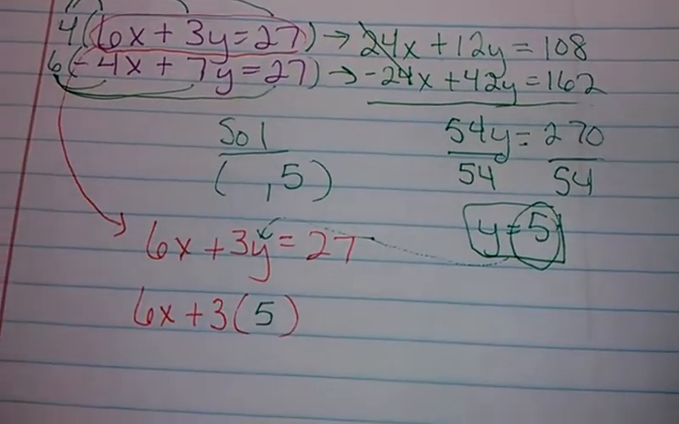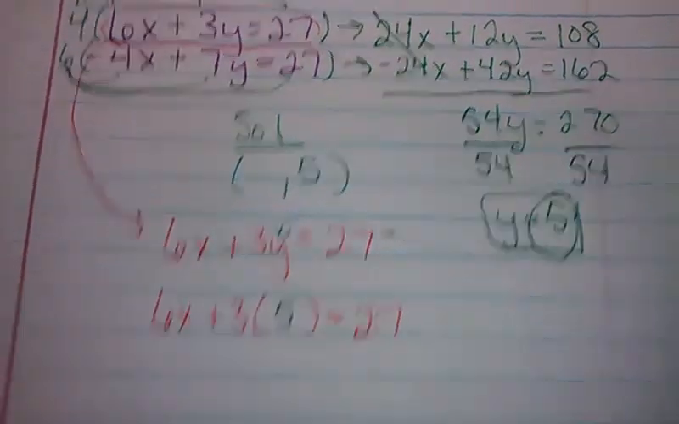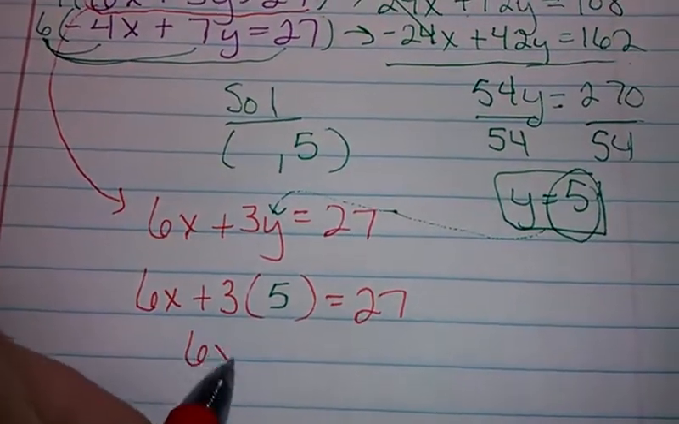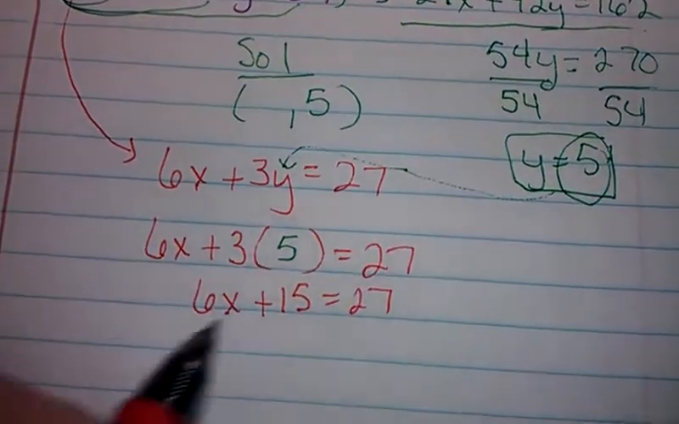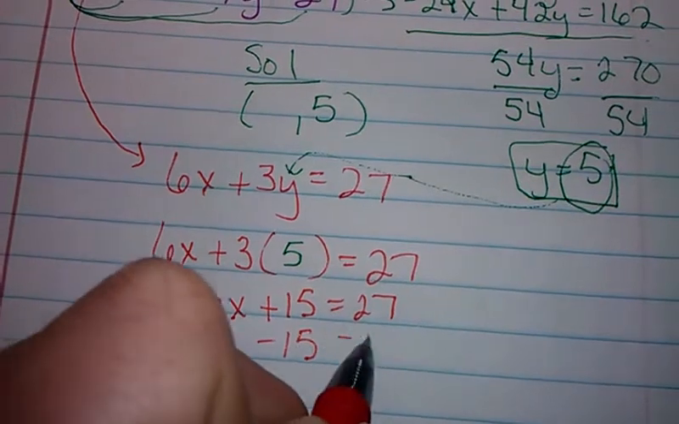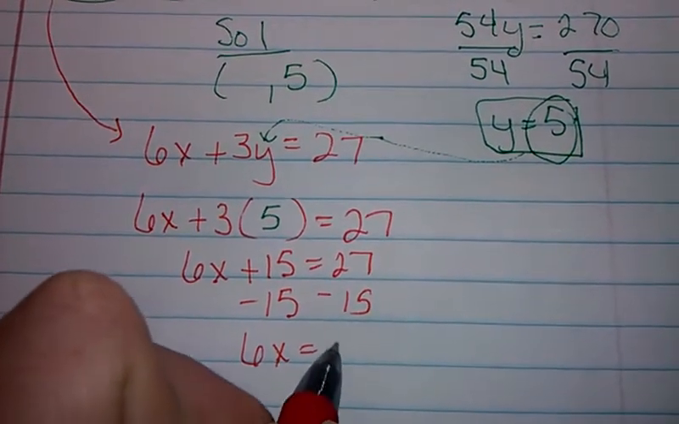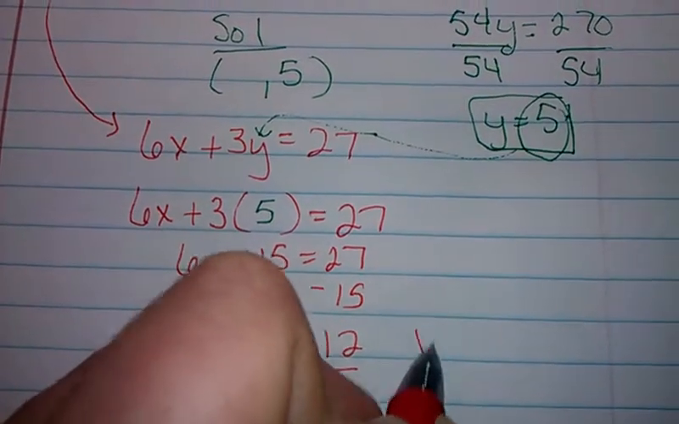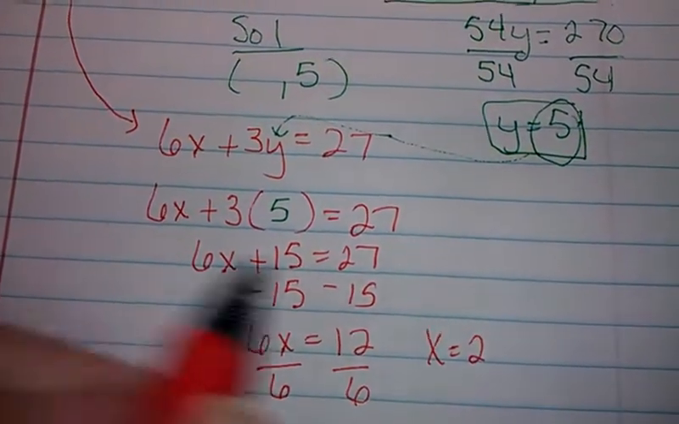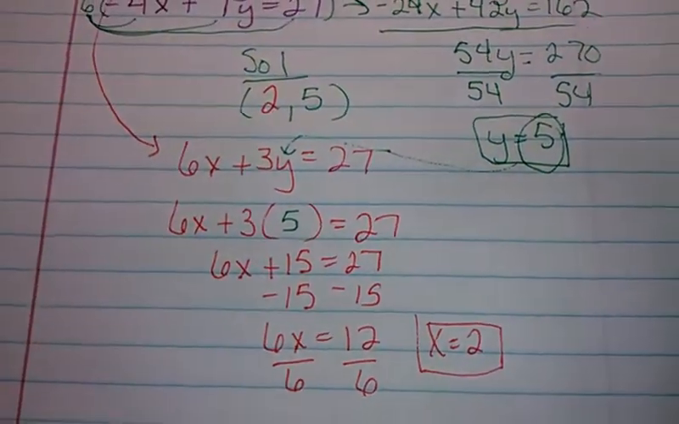Okay, so I'm going to take 3 times y, which is 3 times 5, and that equals 27. 6x plus 15 equals 27. Subtract 15 from each side. 6x equals 12. Divide by 6. X equals 2. So my solution is 2, 5.